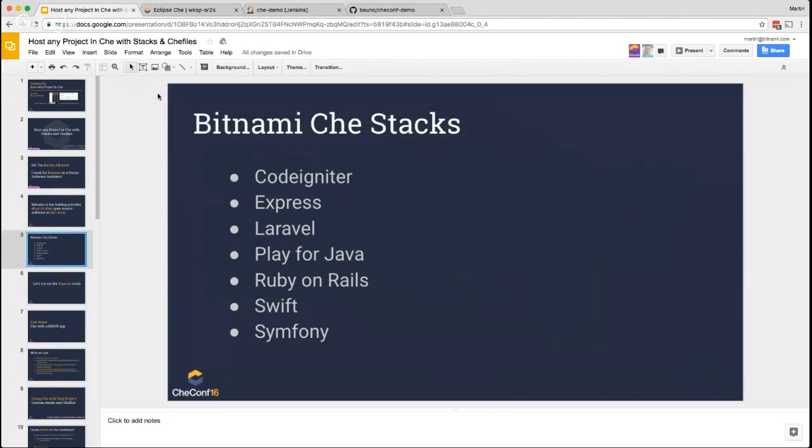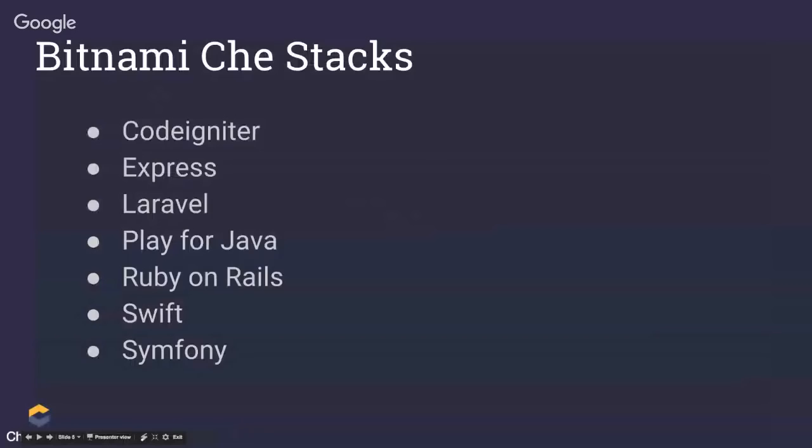So we have 7 Che stacks, and Florent here will talk more about what stacks are within Che. Bitnami has put 7 Che stacks together at the moment that you can readily use to build your projects on, which is these 7: CodeIgniter, Express, Laravel, Play for Java, Ruby on Rails, Swift, and Symfony. So we have a decent range of stacks already up there, and we'll likely continue to add more.